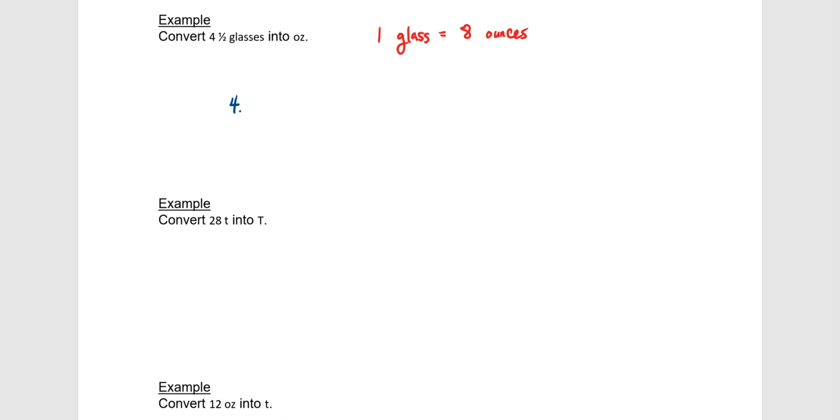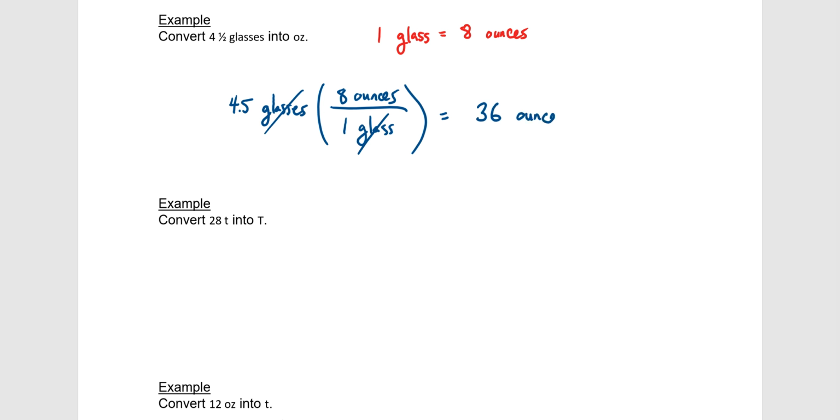So we're starting with 4.5 glasses, and we need to multiply that by that conversion, which is going to be ounces on top, because that's what we need. 8 ounces over 1 glass, and the glasses are going to cancel. So we have to multiply 4.5 times 8. We don't have to divide by 1 because that's obviously not going to change anything. So 4.5 times 8 is going to give us 36. That's going to be 36 ounces.